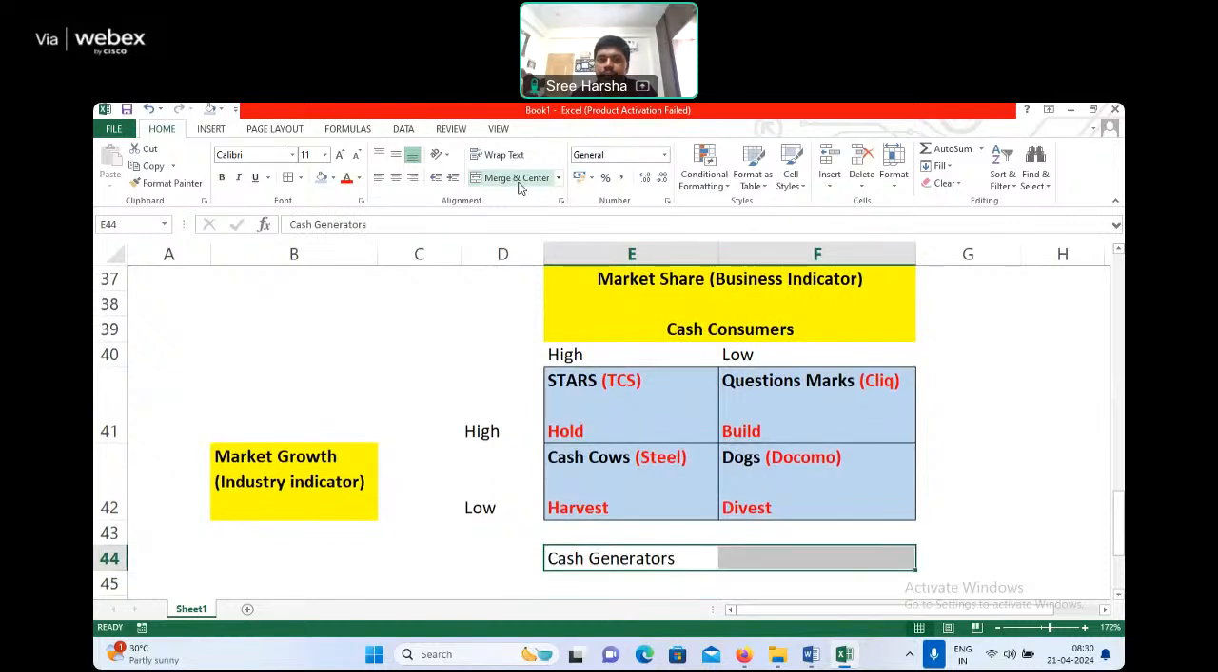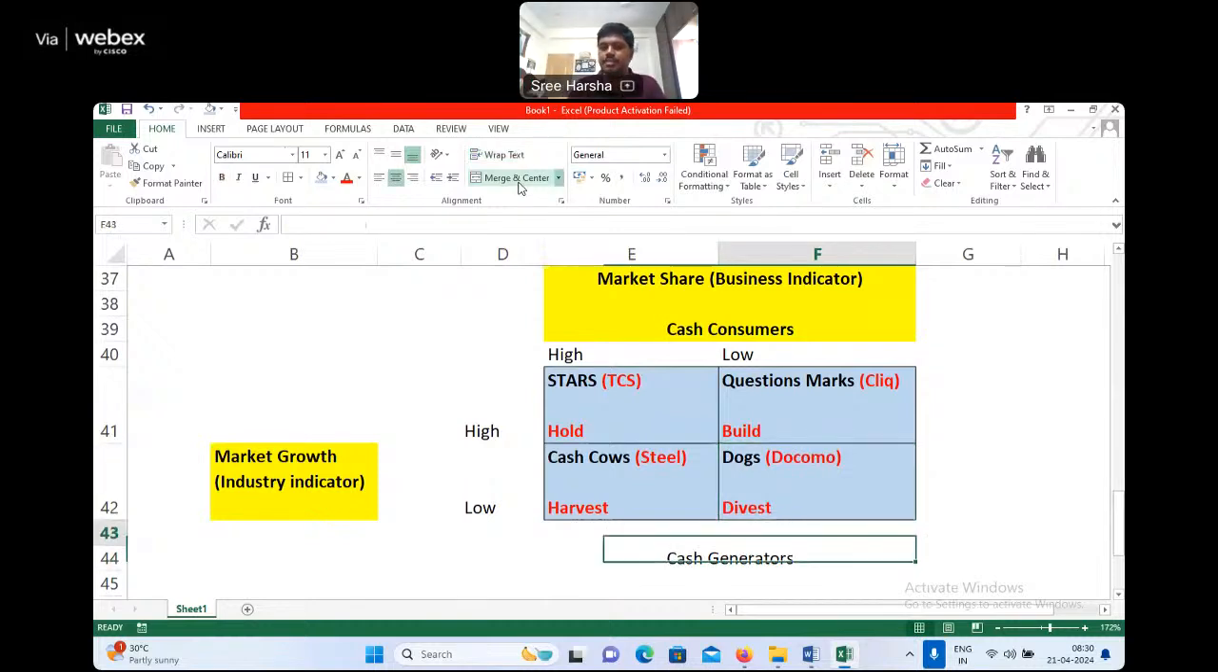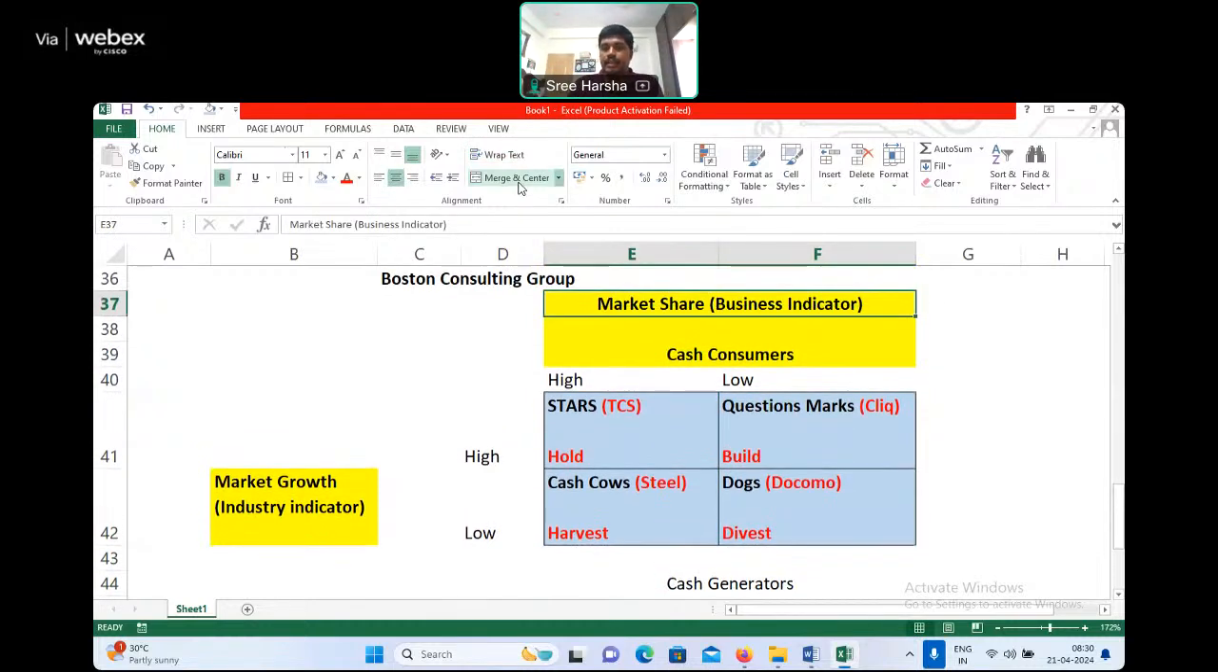Whereas in cash cows, you'll have continuous profits because it is a matured industry with a high market share. So take those profits out, cash generator. Dogs also cash generators, because sell them off and make money. Divest means sell them off and make money. So they are also cash generators. So that way, there are two cash generators in your portfolio.